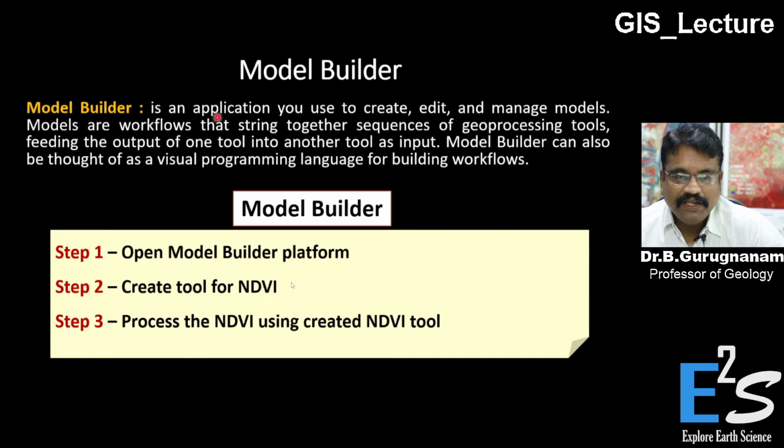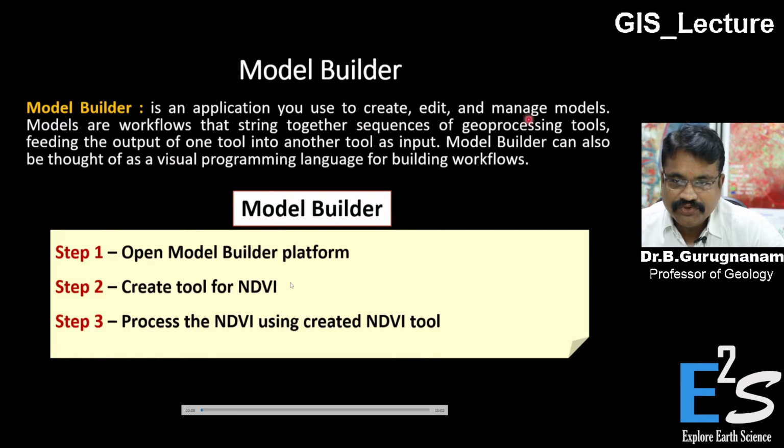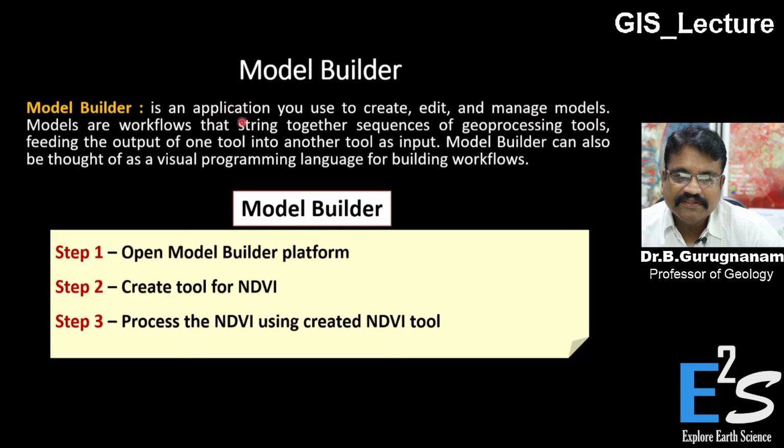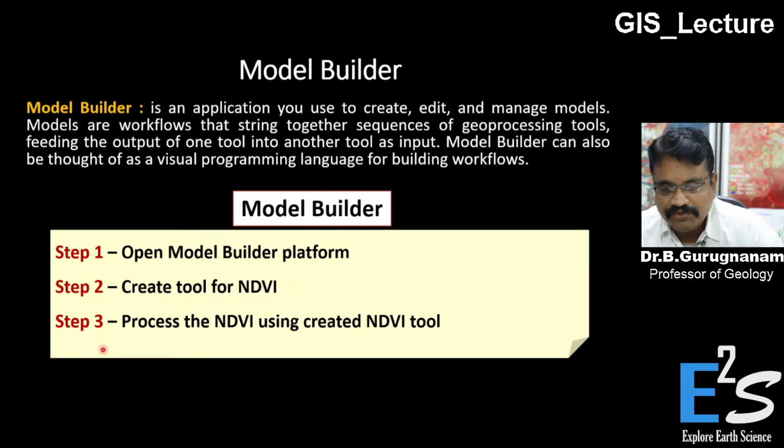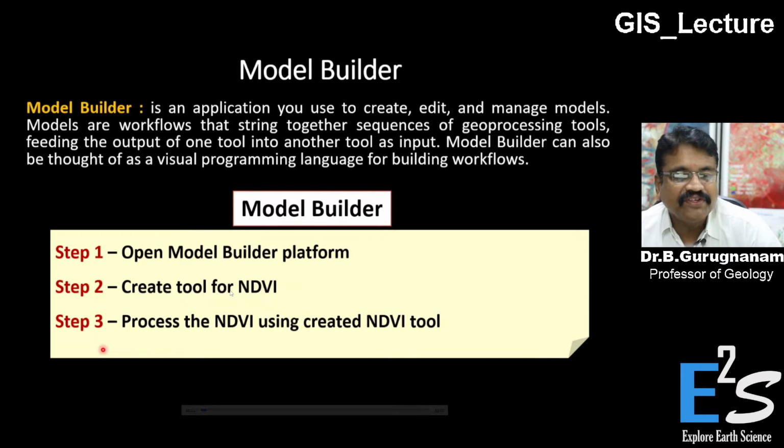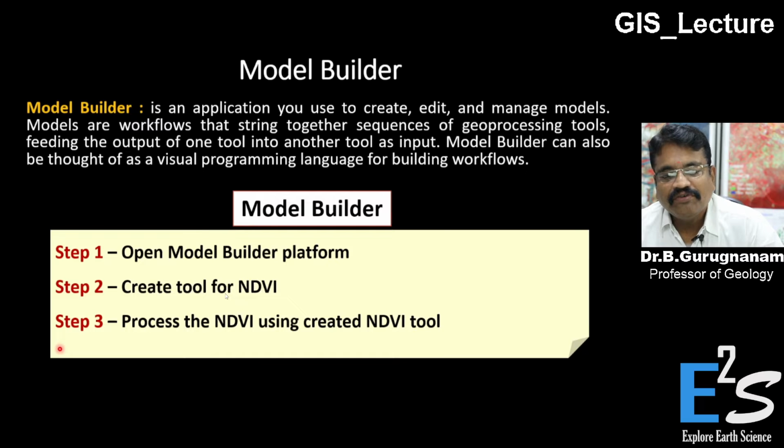Model builder is an application you use to create, edit and manage models. Models are workflows that string together a sequence of geoprocessing tools. It means that repeated work you can do continuously with the procedure. It is a visual programming language. There are three steps involved in opening the model builder platform. Create a tool for NDVI. I am going to explain this with one NDVI process, and how this tool is going to be used continuously with respect to other databases in the model builder.